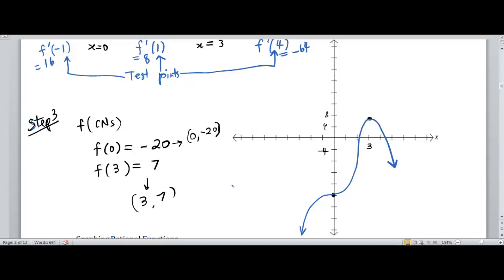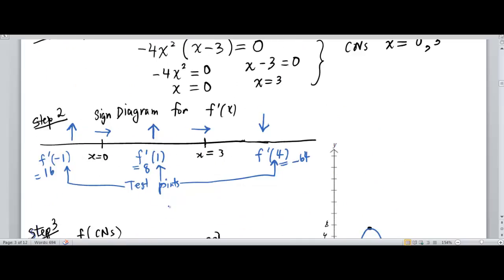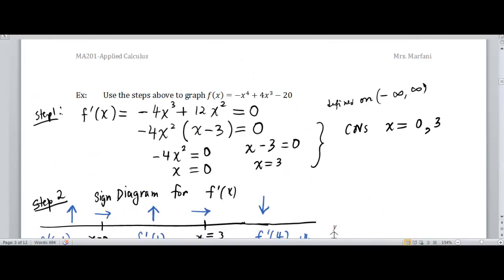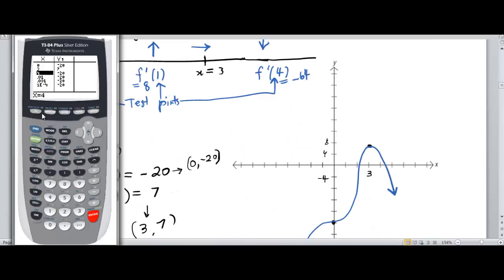Now, you're saying, what is the point of all this? We can use our calculator to graph this. Yes, we can, but on the exam and on the quiz, I'm going to ask you to show all these intermediate steps, right? And your work has to match. You can always use your calculator to check.